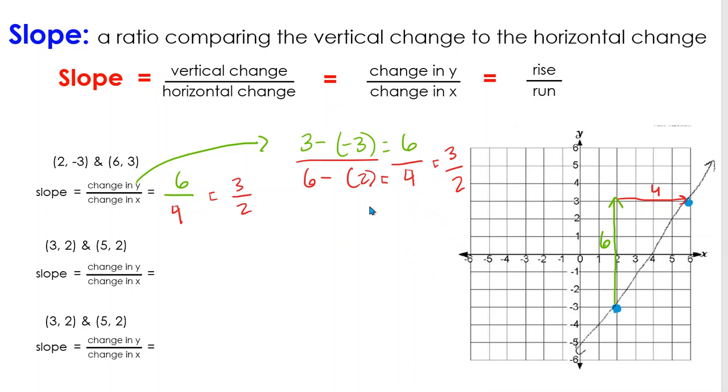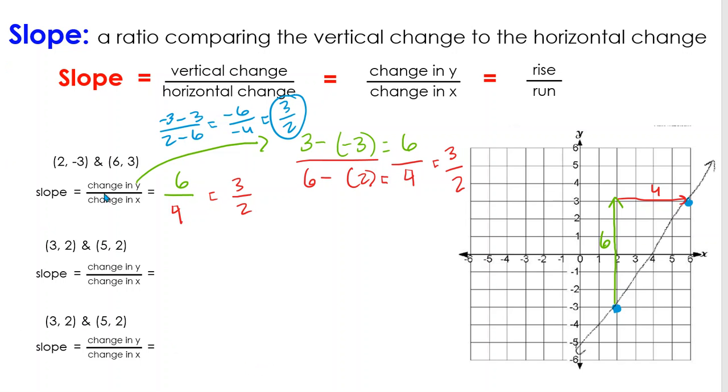So we're finding the difference in those coordinates. I could do this the other way too. If we had -3 minus 3 over 2 minus 6, -3 minus 3 is -6, 2 minus 6 is -4, and that still reduces to 3/2. All right, so it works either way.